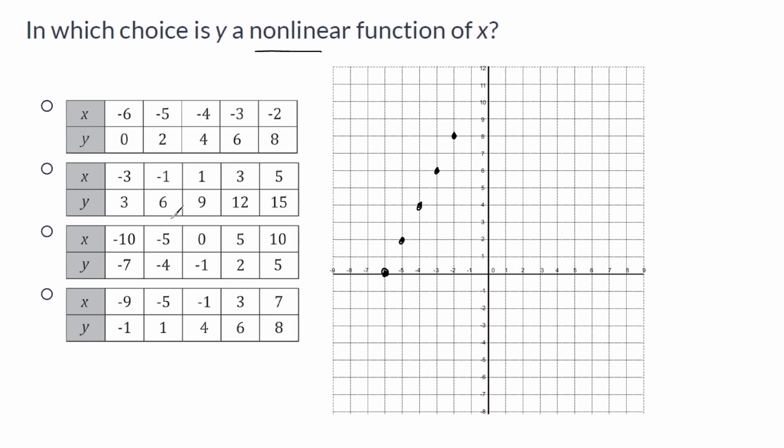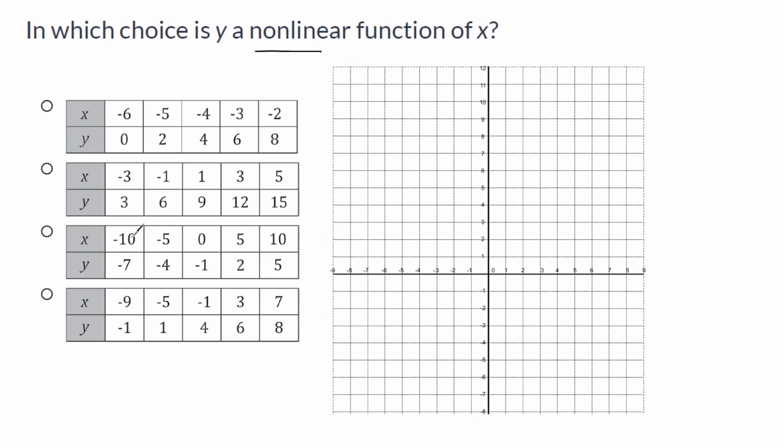All right, let's test the second table here, starting with -3, 3, -1, 6, 1, 9, 3, 12, and then the last point is 5, 15, which would be about right here. And we can see that these points also form a straight line as the first example does. So let's go ahead and test the points in the third table.